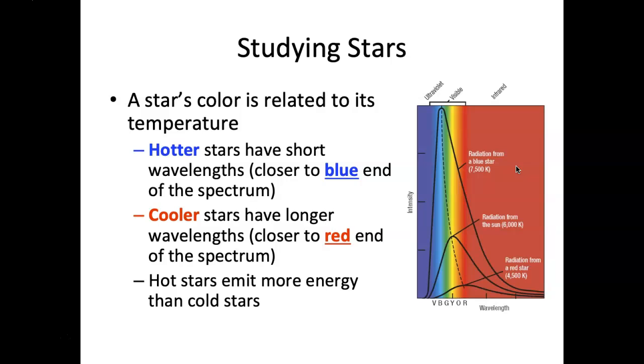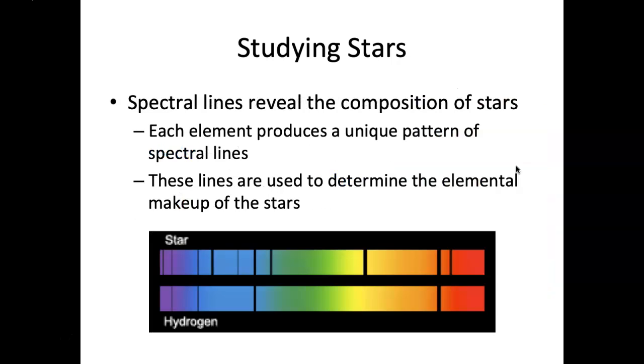Hot stars will emit more energy than cold stars, and thus they will burn brighter. If you look at the spectral lines of the stars, this is actually where we can pick up the gases that make up that star. Each element, once again, produces its unique pattern of spectral lines. We talked about this earlier in our chemistry unit, and these lines will actually be used to determine the elements that make up those stars.